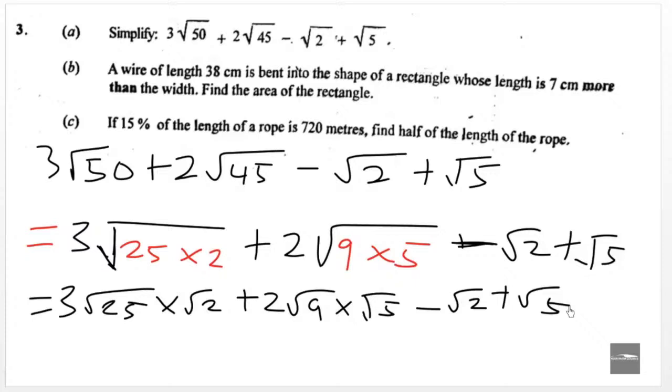So the square root of 25 is 5, and 3 times 5 will give us 15. So we will get 15 root 2 here. The square root of 9 is 3, times 2 is 6. So that will give us 6 root 5, minus root 2 plus root 5.